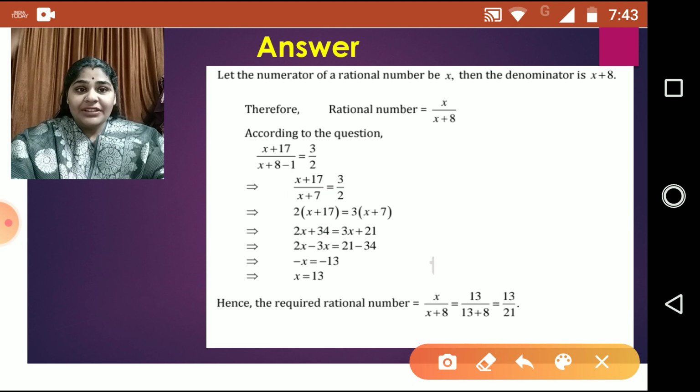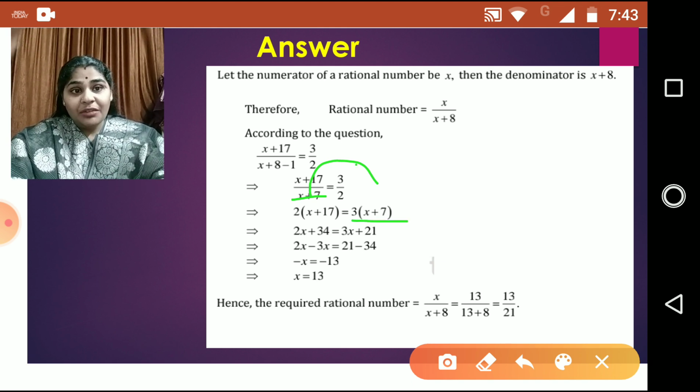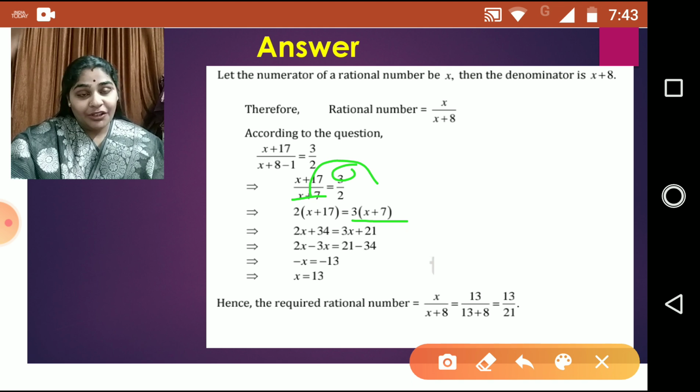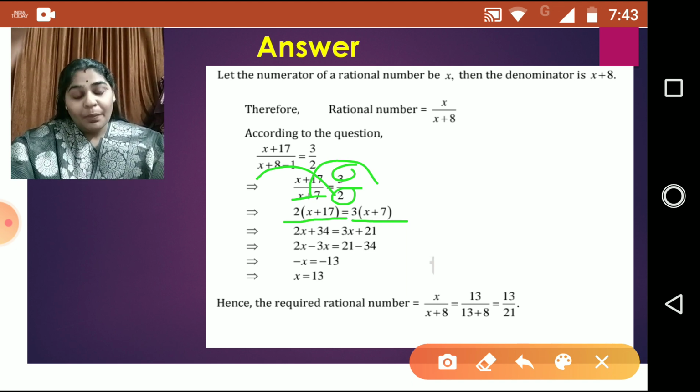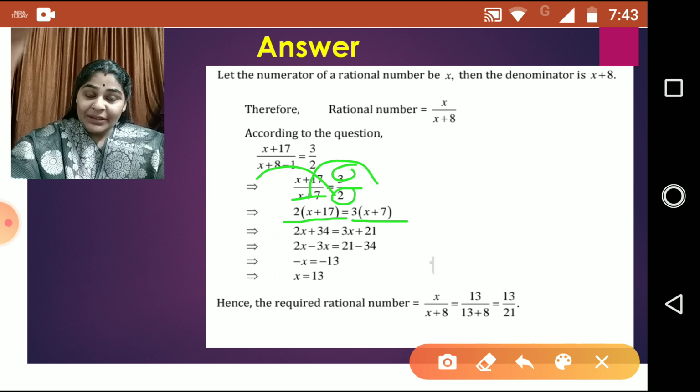That is, in the left hand side it is x plus 7, which I am going to transpose to the other side. It becomes 3 multiplied by x plus 7. 3 was already present in the numerator to the right hand side. Parallelly, the denominator to the right hand side is 2, which we are going to transpose to the left hand side, which will again be 2 multiplied by x plus 17. x plus 17 already present in the numerator to the left hand side.